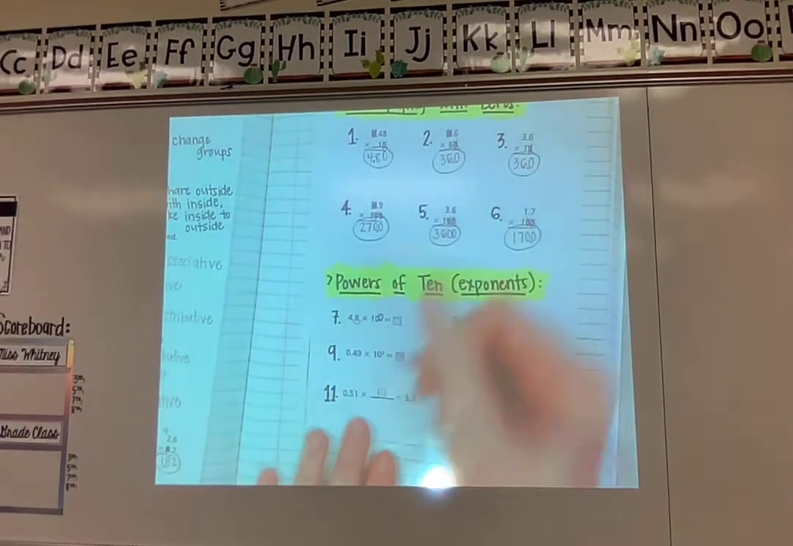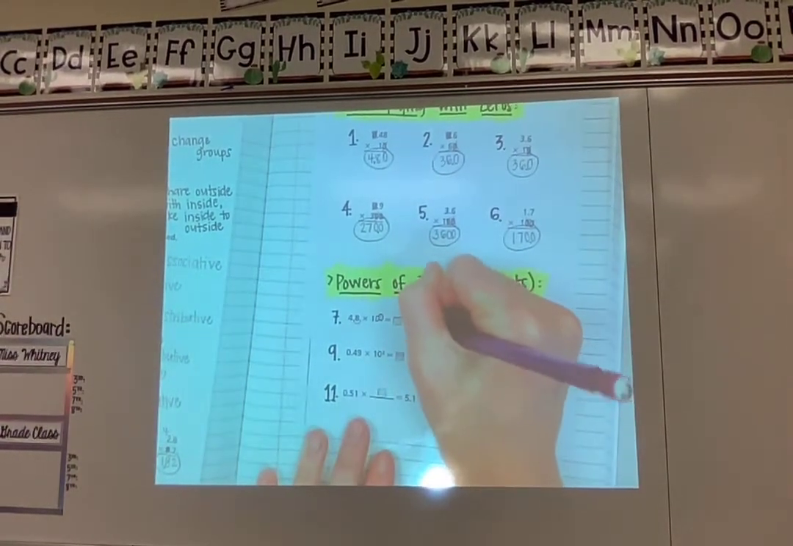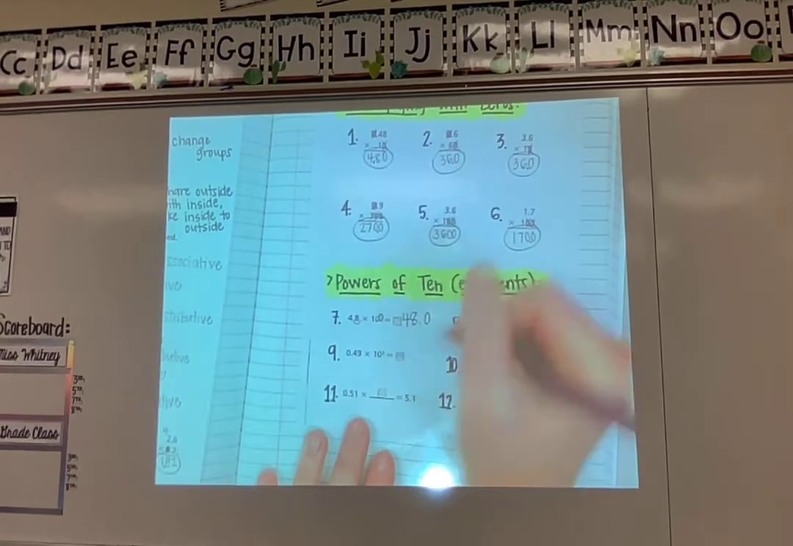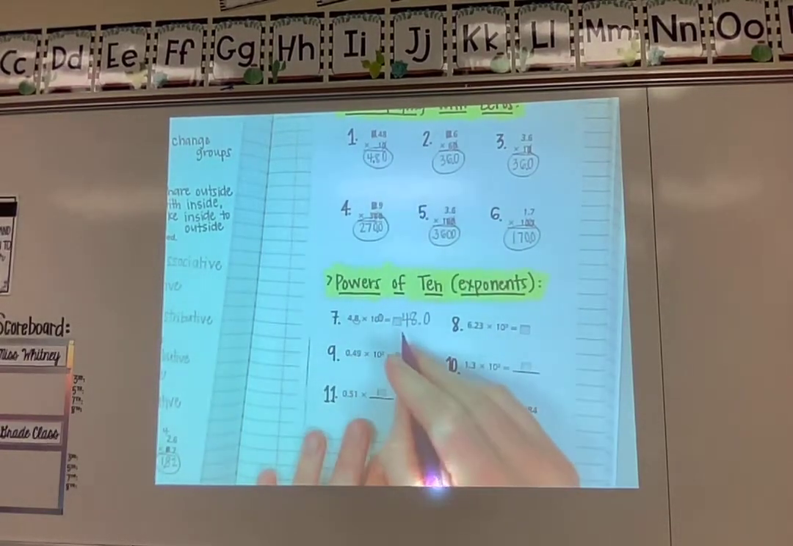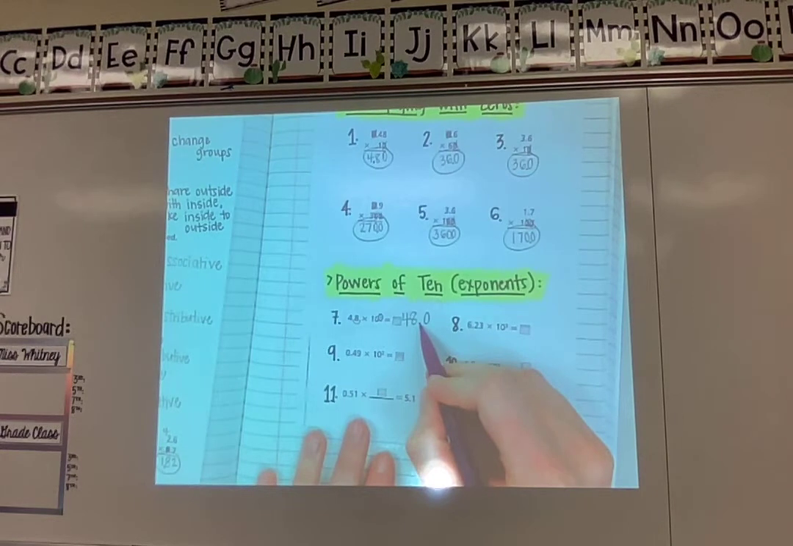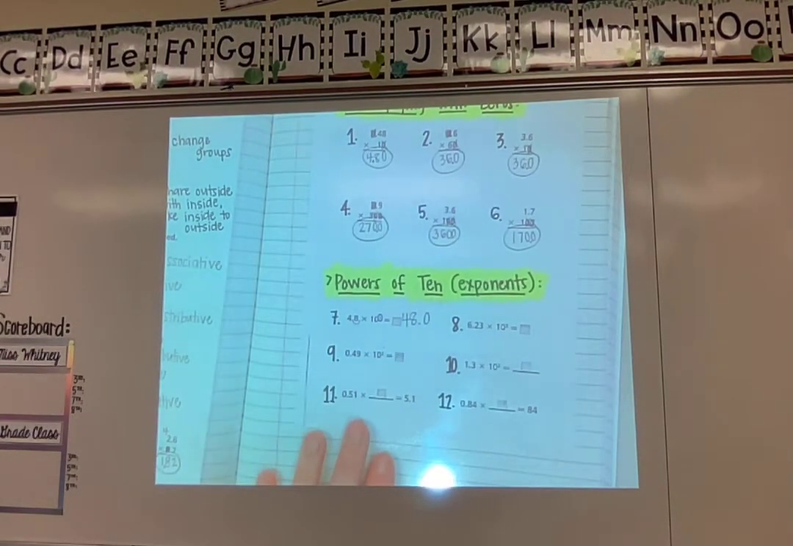So if I put it right there, it would be 48.0. You can either put the 0.0, or if the decimal is going to be at the very back, you can just leave it as a 48. Okay, let's try another one.